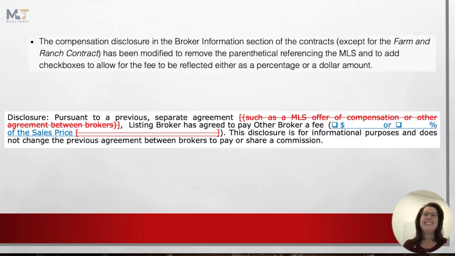But the form that you're going to need to make sure that the listing broker pays another broker is called the broker to broker agreement. And so you need to have that in place as well, but get with your broker and see how they want to do that. But this is what you utilize if you have the information from the listing agent that the seller has agreed to pay the buyer's agent's compensation.